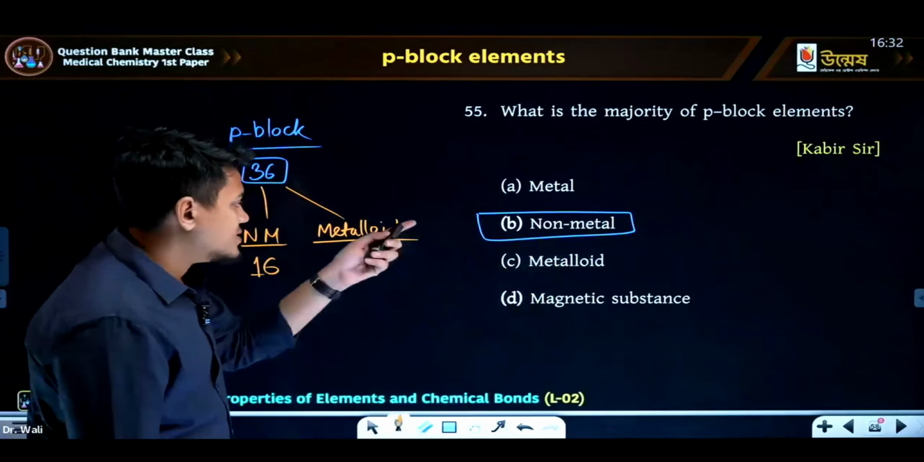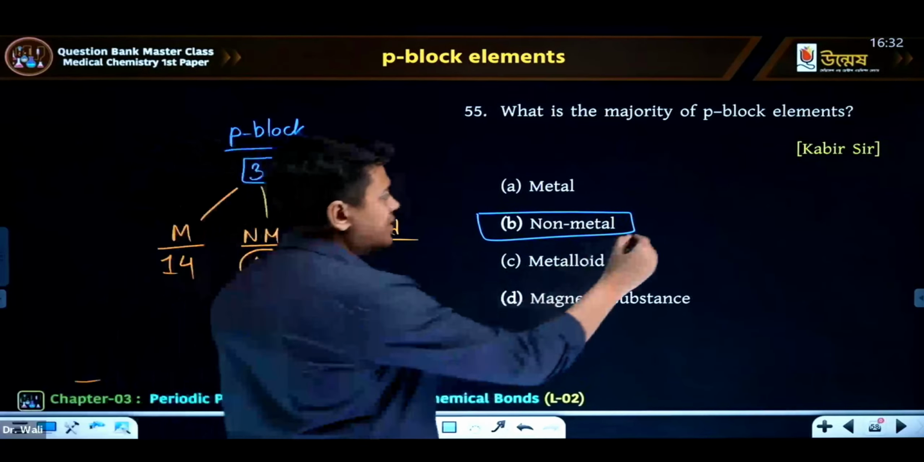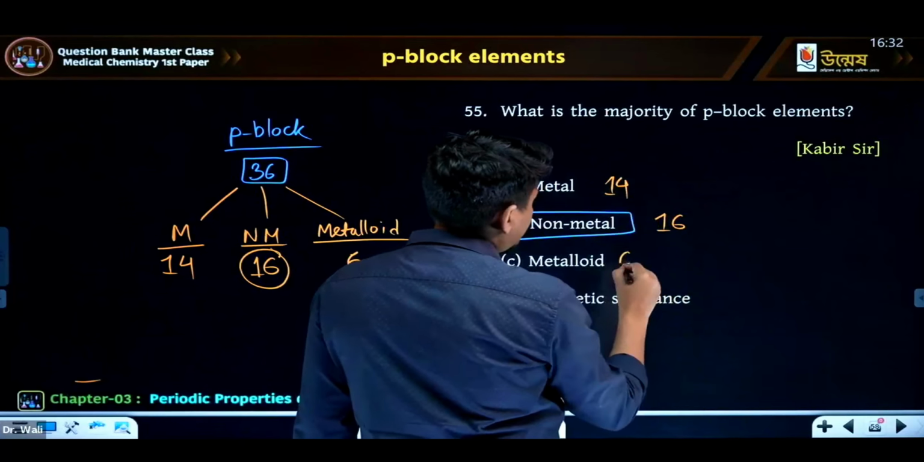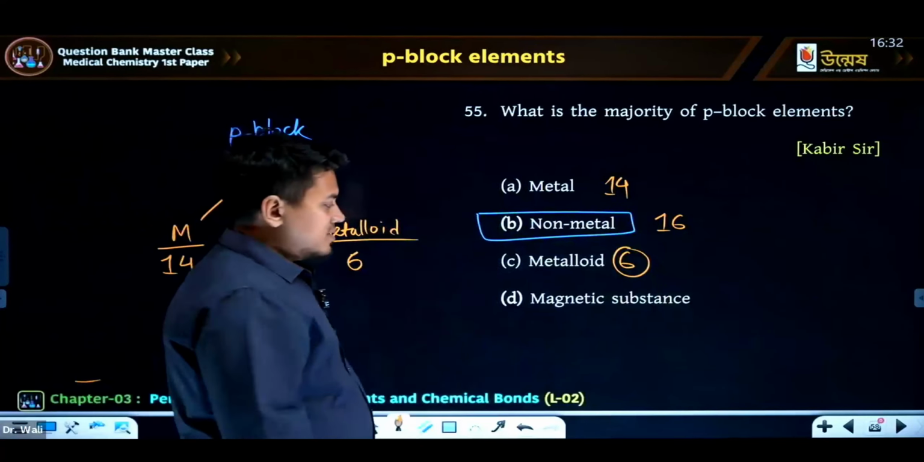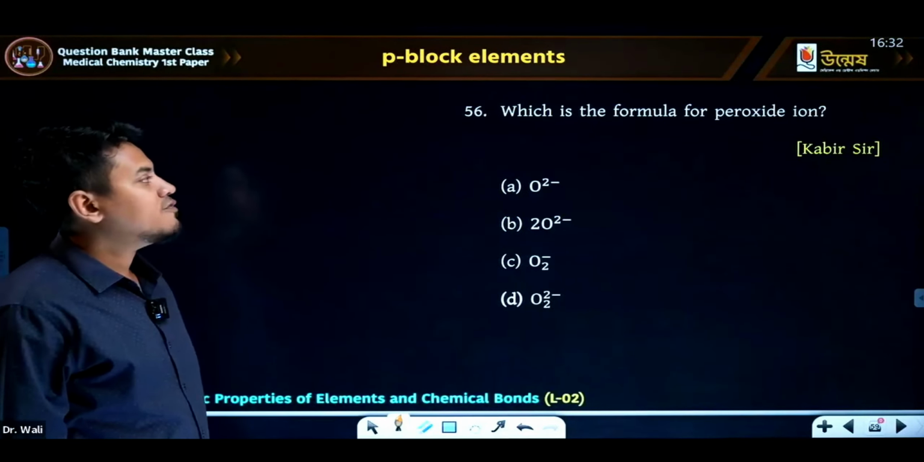Okay, so you have got the answer. The highest will be non-metal, which is 16 in number. Metal will be 14 in number, and semi-metal or metalloid will be 6. Is there any magnetic substance? No. Which is the formula for peroxide ion?